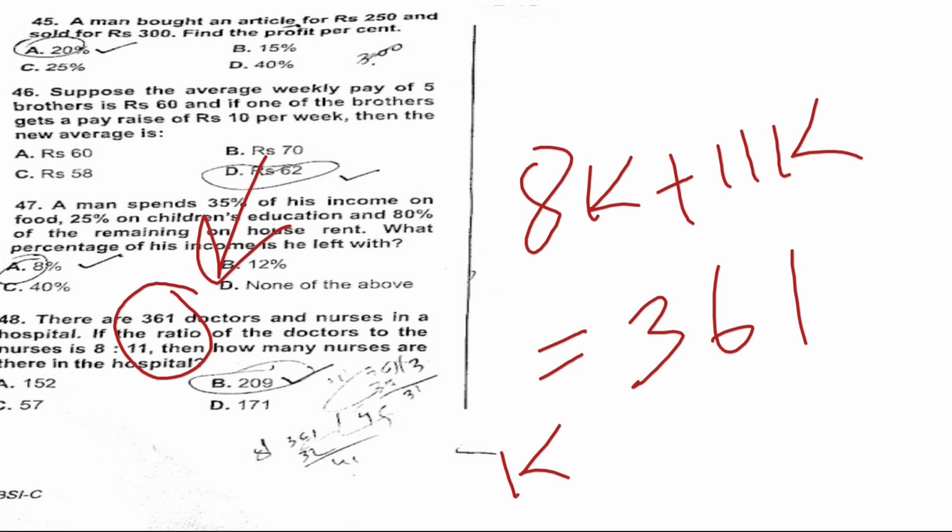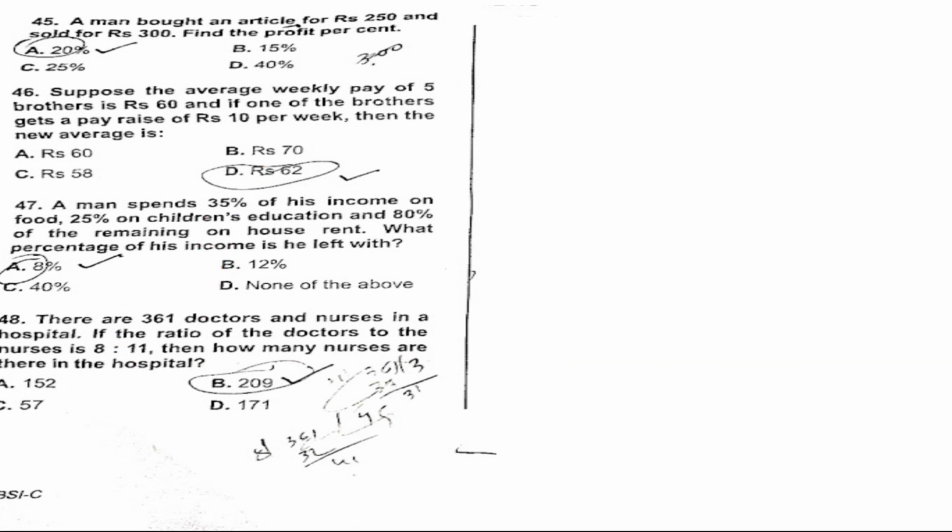So what is the value of K? Value of K is equal to 19, right? So we know the value of K. Value of K is equal to 19.